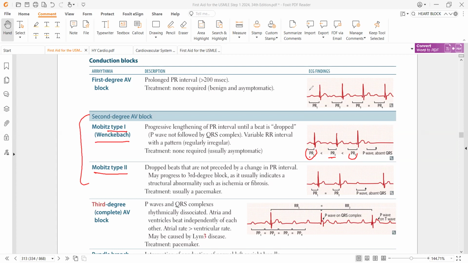So there is a progressive increase in the PR interval, right? And after that, there is an absent QRS. Absent QRS means a dropped beat. While in the first degree AV block, there is no dropped beat, right? And what happens? The RR interval is variable. This is an R, this is the RR interval. So this is variable. The distance between the RR intervals is not the same.